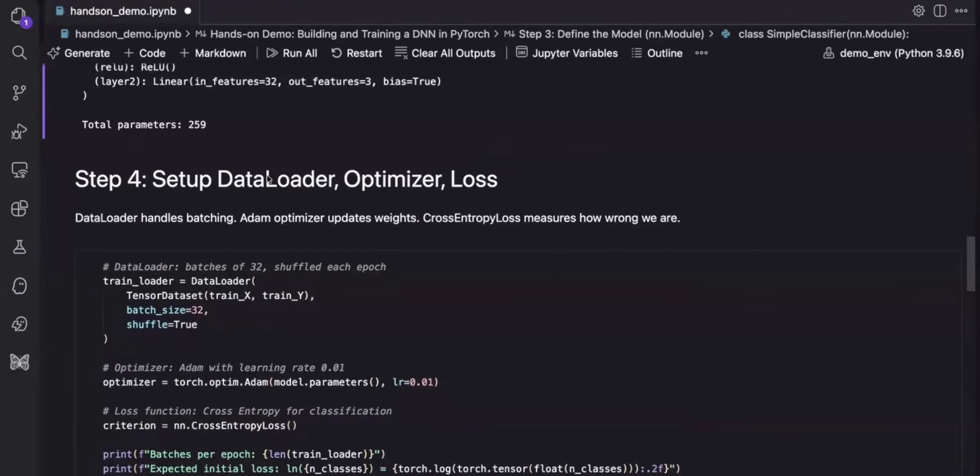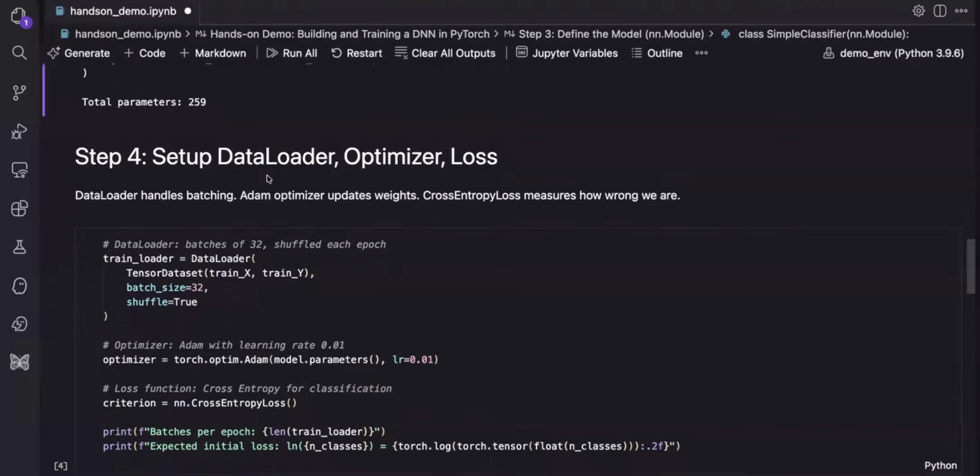Moving on to the next cell, now we need three things to set up before training. First, the data loader.